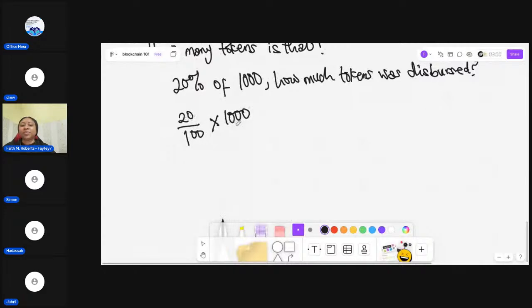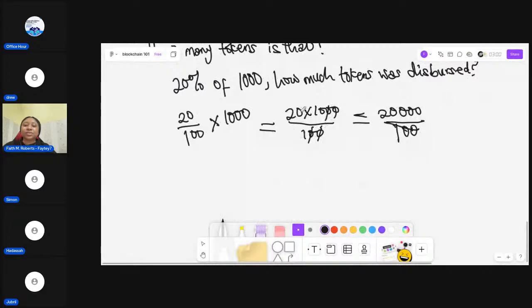You want to get how many tokens were distributed. You times the 20% by 1,000 to get how many tokens were distributed. So now we have 20 times 1,000 over 100. You can either go through that method. There are different ways to do this. You can say 20,000 over 100. So using this method, you can just easily cancel. 20 times 10 gives you 200.